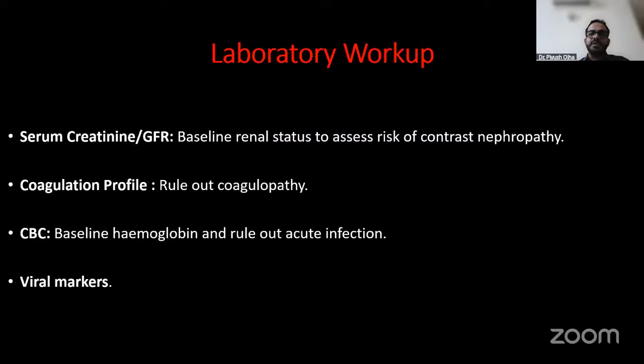In terms of laboratory workup, you should look at the renal function, because that is going to help you in counseling the patient for the risk of contrast nephropathy. Coagulation profile, baseline hemoglobin to rule out acute bleeding, and also total leukocyte count to rule out acute infection, and also viral markers, which would be helpful for you to plan it in a proper way.